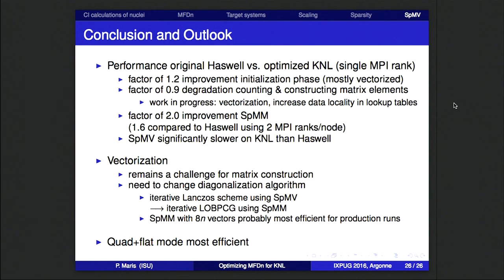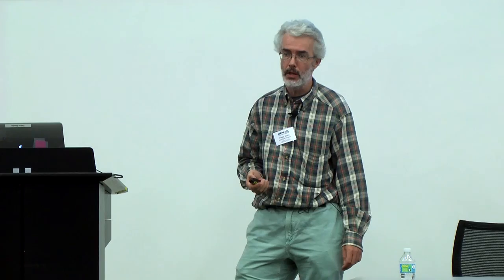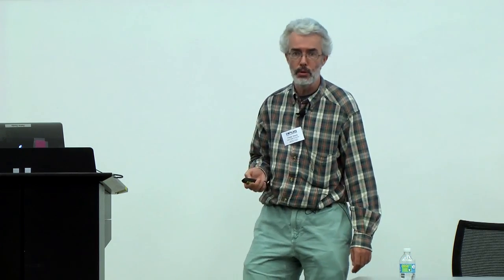So the performance summary: original code on Haswell versus optimized KNL on a single MPI rank. We get a factor of 1.2 improvement in the initial counting phase. It's a little bit worse on KNL than Haswell, a little bit slower on KNL for the constructing of the matrix, but there's still work to be done, and especially in the last couple of days I have some new ideas of what I should try and how I should look at where I can get some improvement.